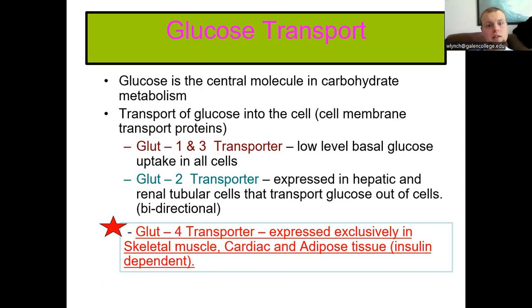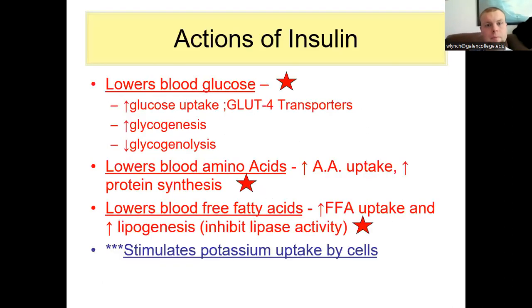And this is where we see insulin insensitivity come into play. These are insulin-dependent transporters, so they do not translocate and open up to the bloodstream if insulin is not present there. So insulin is going to stimulate these transporters to come to the cell surface and to uptake glucose from the blood, lowering blood glucose levels in response.